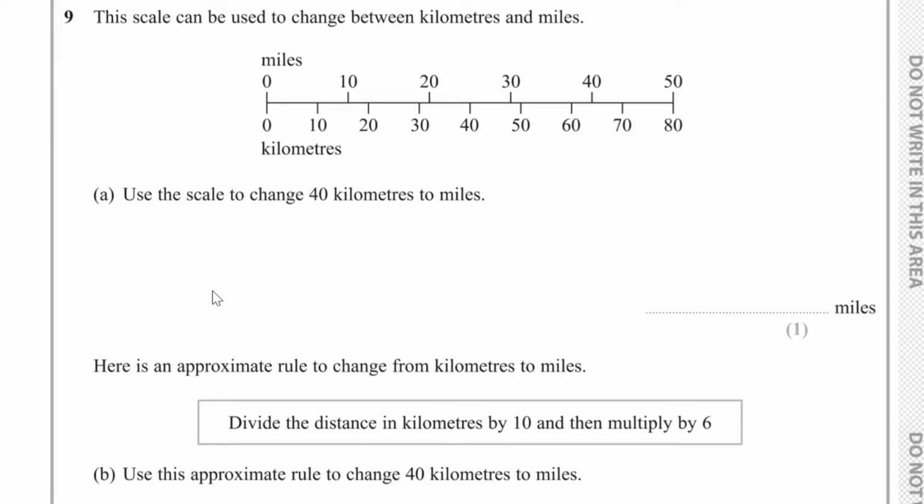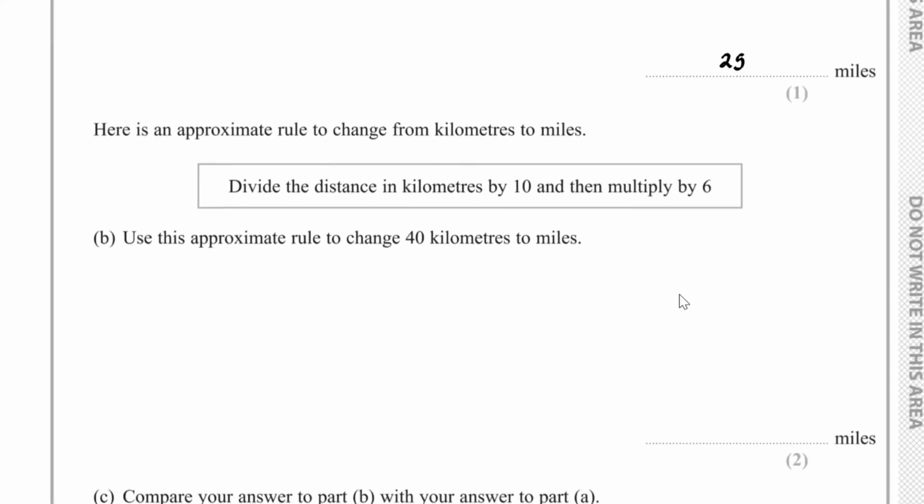Question number 9. The scale can be used to change between kilometers and miles, and we have to use the scale to change 40 kilometers to miles. So 40 kilometers, that's over here, and the miles over here is halfway in between 20 and 30, so we have 25 miles.